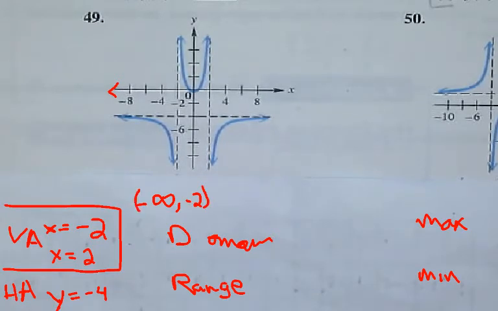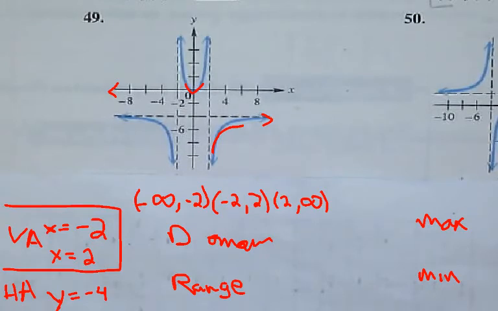And then, between the 2 asymptotes, there's this picture right here. So that's from -2 to +2. And then after the asymptote, after +2, there's this picture over here. So that's from +2 all the way to infinity, right? That's the domain. Now what's the range?